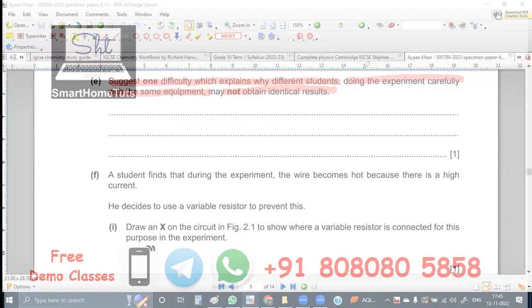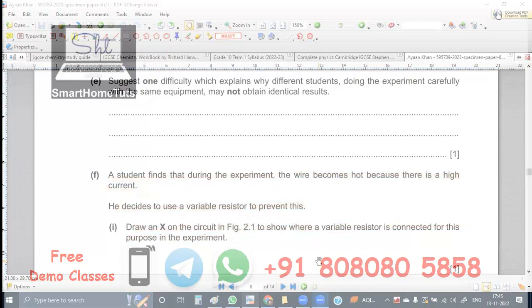Okay, that's the reason. A student finds that during the experiment, the wire becomes hot because there is high current. He decides to use a variable resistor to prevent this. Draw an X on the circuit in figure 2.1 to show the variable resistor that is connected for the purpose in this experiment. You should know these diagrams.